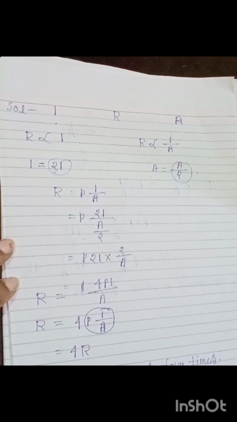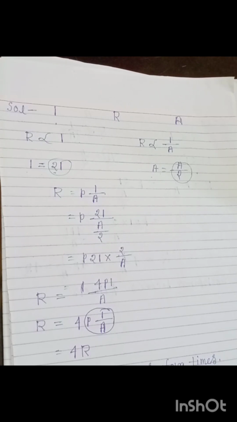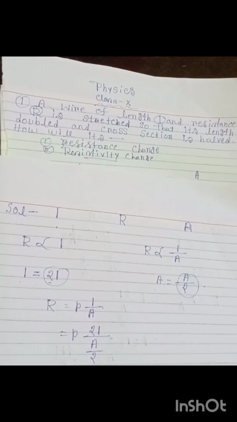And in the second part, you have to find out resistivity. So student, as you know, resistivity of a substance is independent of its dimensions. So in this problem, the resistivity of a conductor, that means metallic wire, is totally independent of its length and thickness.